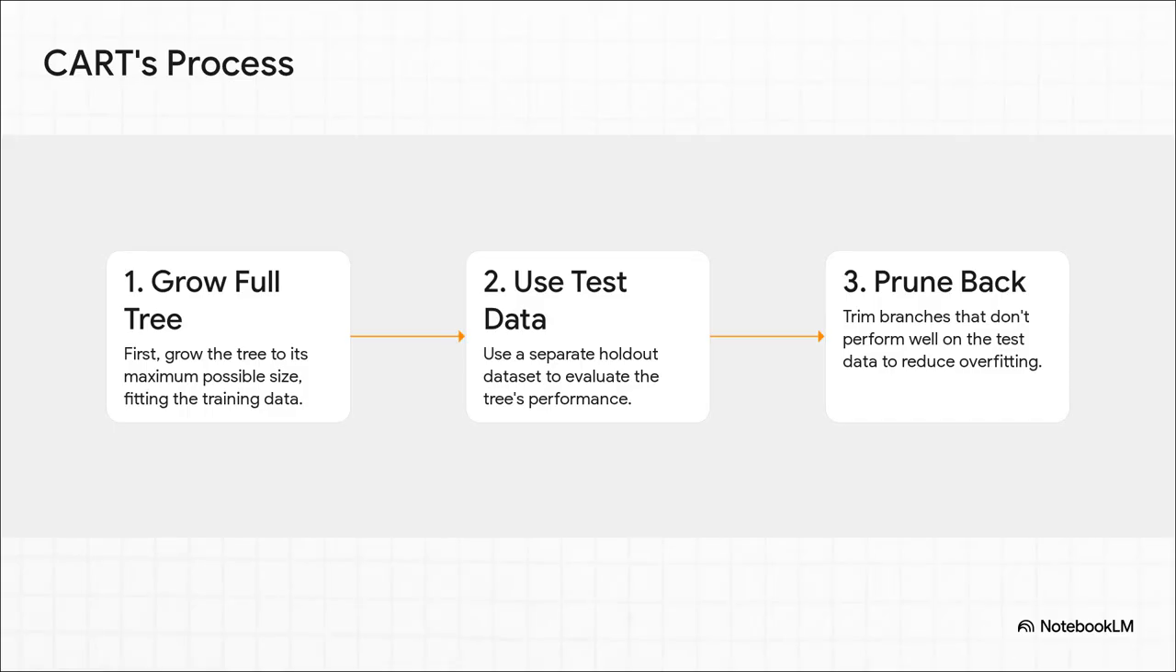So let's dig into that sculpting process for a second. CHART just goes for it. It grows the biggest tree possible, one that fits the initial data almost too perfectly. It's basically memorized everything, including all the random noise. That's what we call overfitting. Then it takes a fresh set of data and starts testing the tree, working its way back and snipping off all the branches that don't work on the new stuff. It's all about finding that perfect balance, a tree that's powerful but not just a one-trick pony.